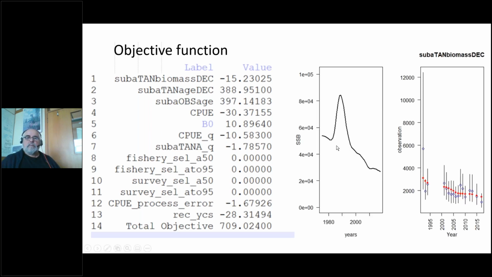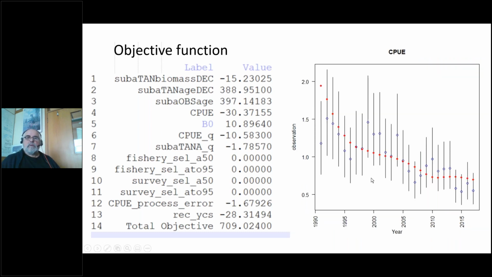So here's the SSB. You can see it has a real peak right at the start and then just slowly declines. And this is the fit to the catch-rate effort. So you can see it's sort of okay, but it's not the best.